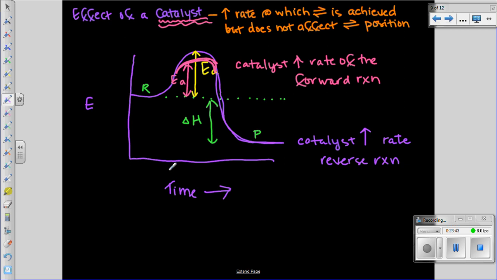And that's pretty much all you need for Le Chatelier's principle. I'm going to do a separate video for how we do calculations with Le Chatelier's principle.